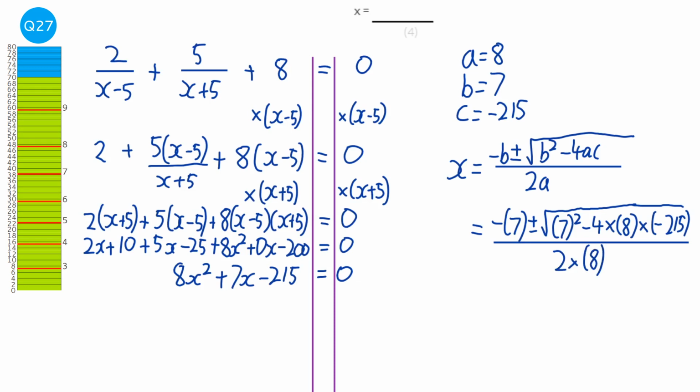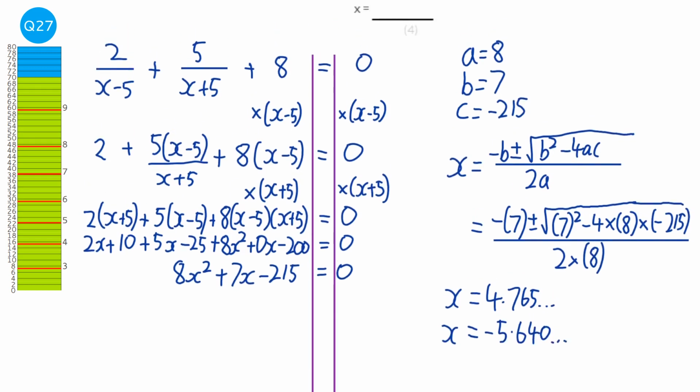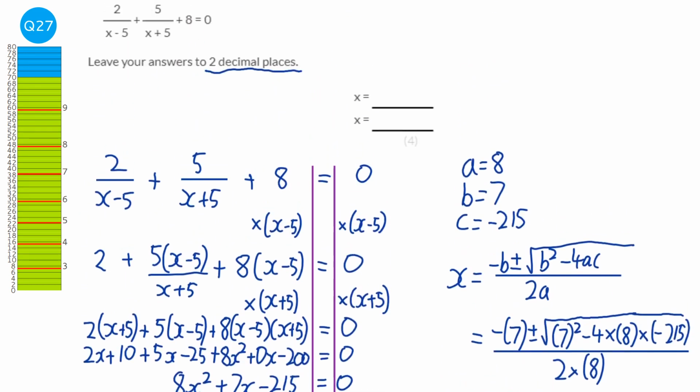Okay, so to do this, you type that into your calculator with a plus, and you type it into your calculator with a minus. When you type it into the calculator with a plus, you get 4.765, and so on. And when you type it into the calculator with a negative, you get minus 5.640, and so on. And so that will lead to the solutions of 4.77 to two decimal places, and minus 5.64 to 2 decimal places.